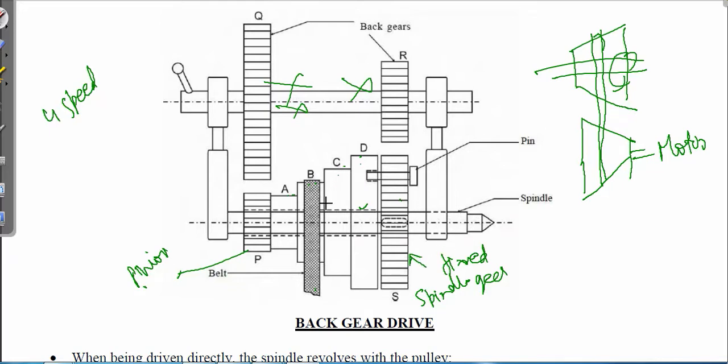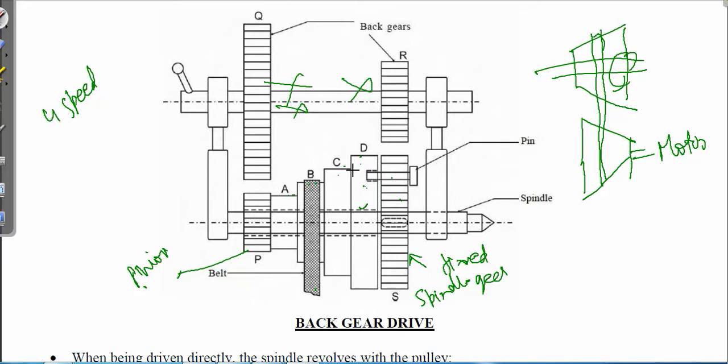So suppose we want only the cone drive. There will be motion from the motor, and we will have a belt that will rotate this, but as it is rotating freely, it can't move the spindle. So we will fix this spindle gear with this cone part through a pin. When we engage this pin, the motion given to this cone will also transfer to this spindle gear, and it will rotate with the same speed as this cone. So here we will get four speeds when this is engaged.